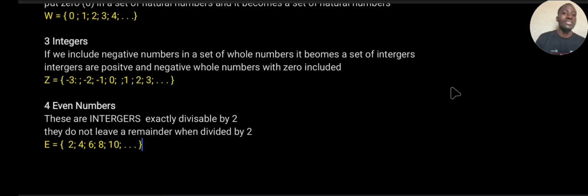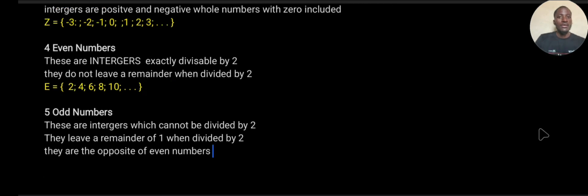Now we go on to set number 5, which is going to be about odd numbers. Odd numbers are integers which cannot be divided by 2, right? They always leave a remainder of 1 when divided by 2, and they are actually the opposite of even numbers. Remember, an even number is a number which can be exactly divided by 2. So an odd number cannot be divided by 2.